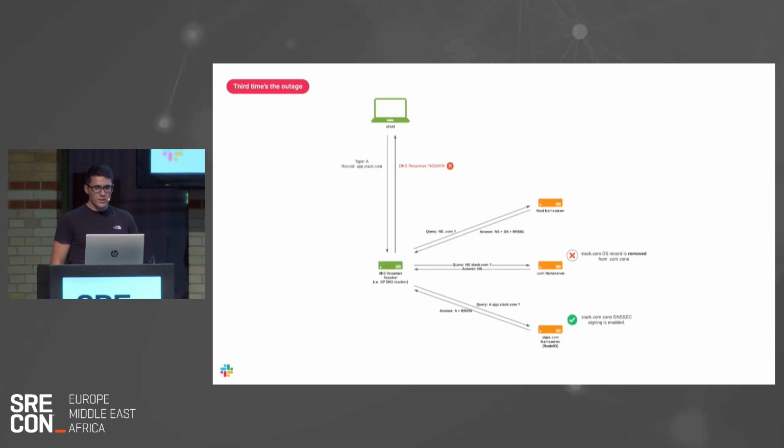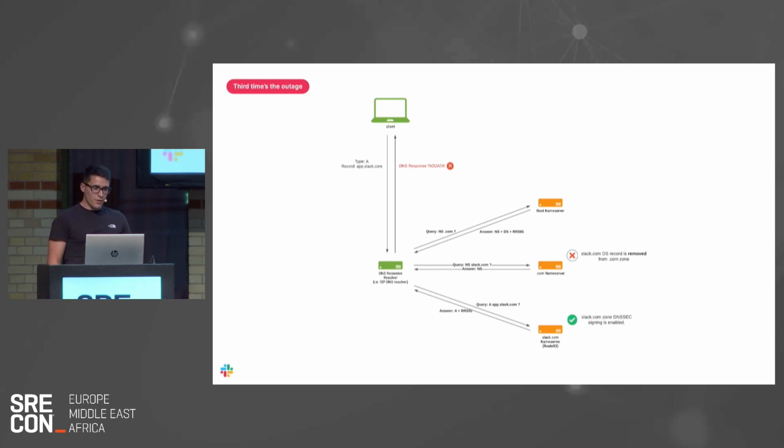And we attempted to do so by pulling the DS record from the DNS registrar, which effectively will remove the Slack.com DS record from the .com zone, trying to just stop the bleeding. So we could later focus on the no data DNS responses that customers reported initially.